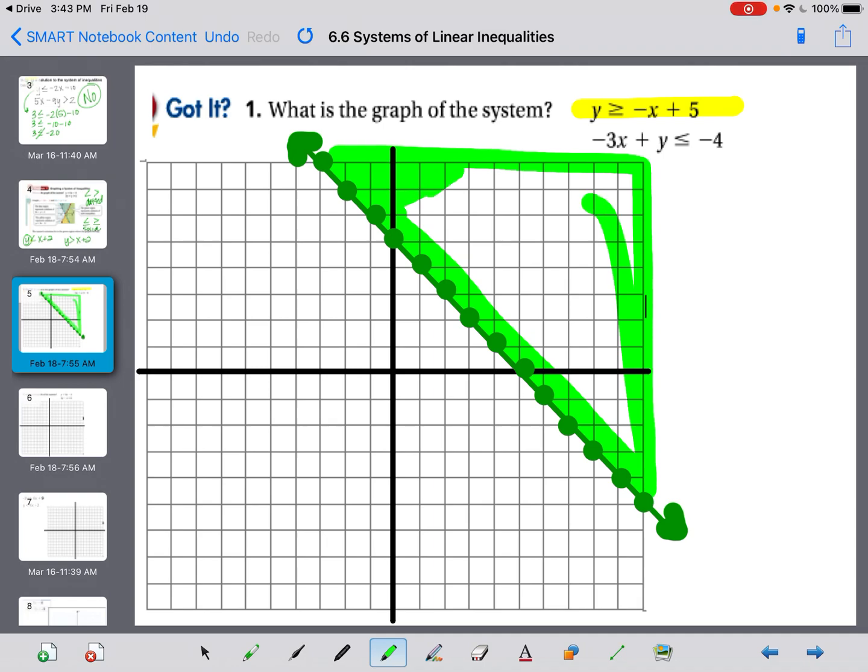Okay, and you can always check to see if you're right by choosing a point on the graph. If you plug that point in and it works in your inequality, then that should be shaded. If it doesn't work, it shouldn't be shaded.